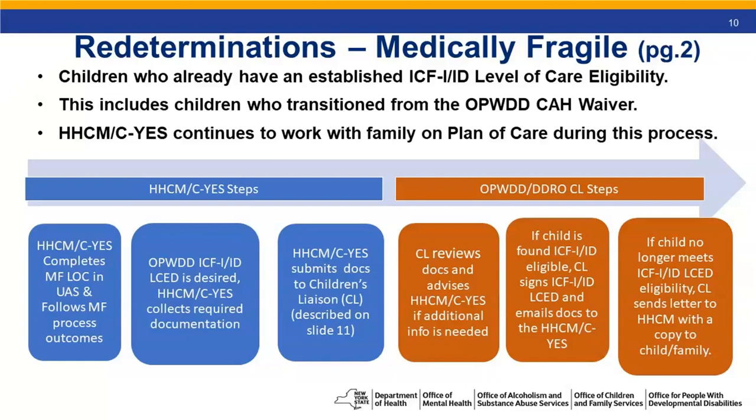They review what is there and advise the health home care manager or CES if additional information is needed to process the redetermination. If the child is found ICF-I eligible, the Children's Liaison signs the LCED and emails the documentation to the health home care manager and CES. So they email the LCED to the care manager.